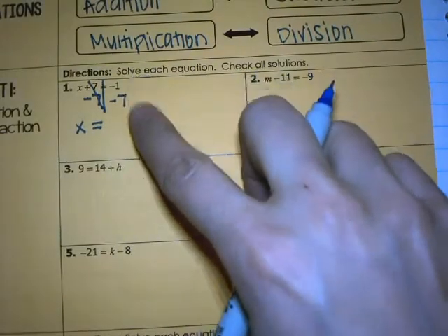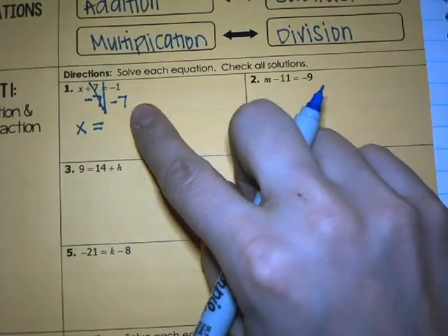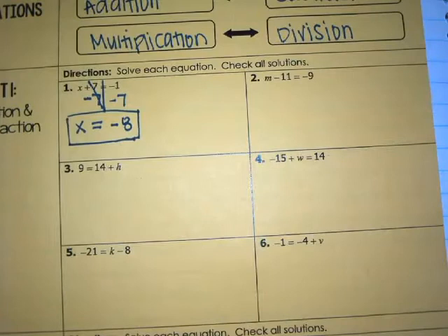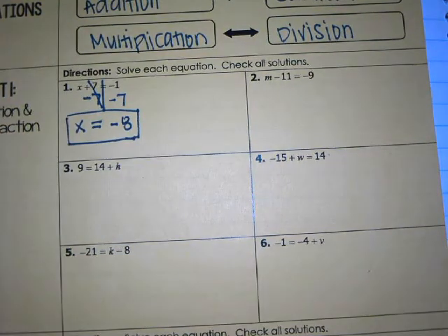And then I have negative 1 minus 7. Don't forget your integer rules. What is it? Negative 8. So that means that x is equal to negative 8. Okay, then step 4 is to always check your solution.